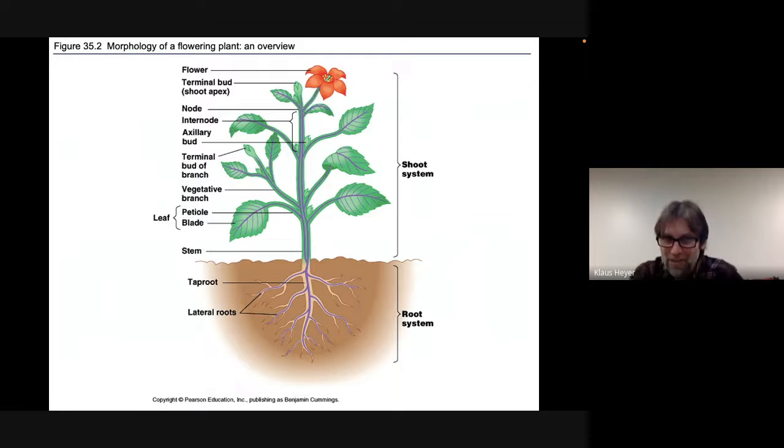I got nothing on this slide except that I wanted to tell you that there's 3 parts of a plant, and that's pretty easy. Root, stem, leaf. Right, so 3 parts of a plant.